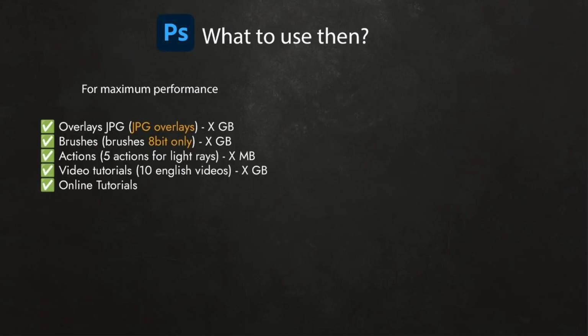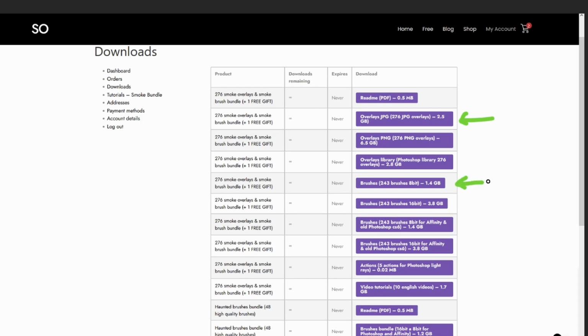So what to use? For the highest speed and performance, we recommend JPEG overlays in combination with 8-bit brushes. On the smokerelay.com website, in the My Account/Download section, you can easily download everything.